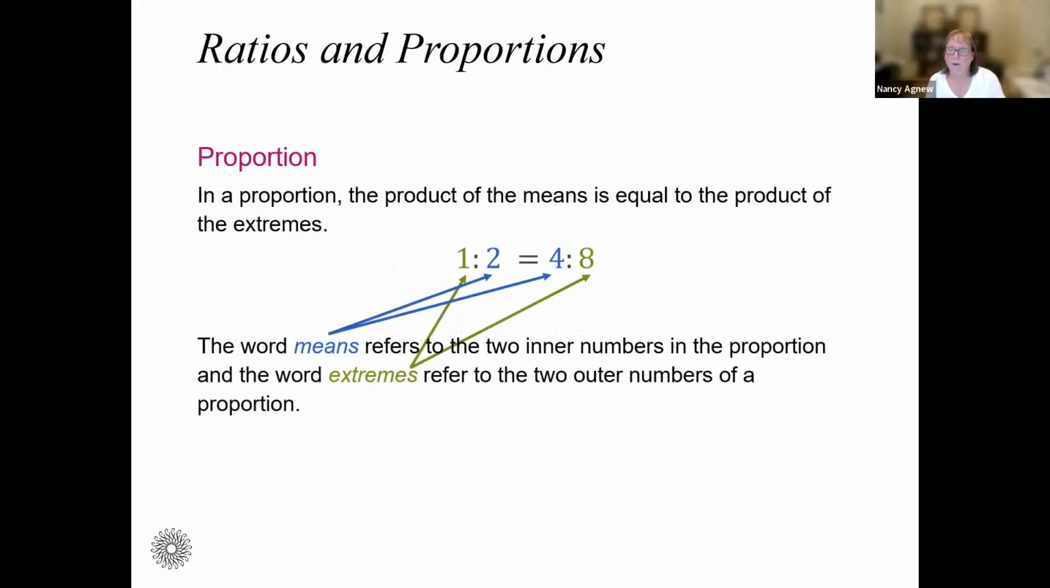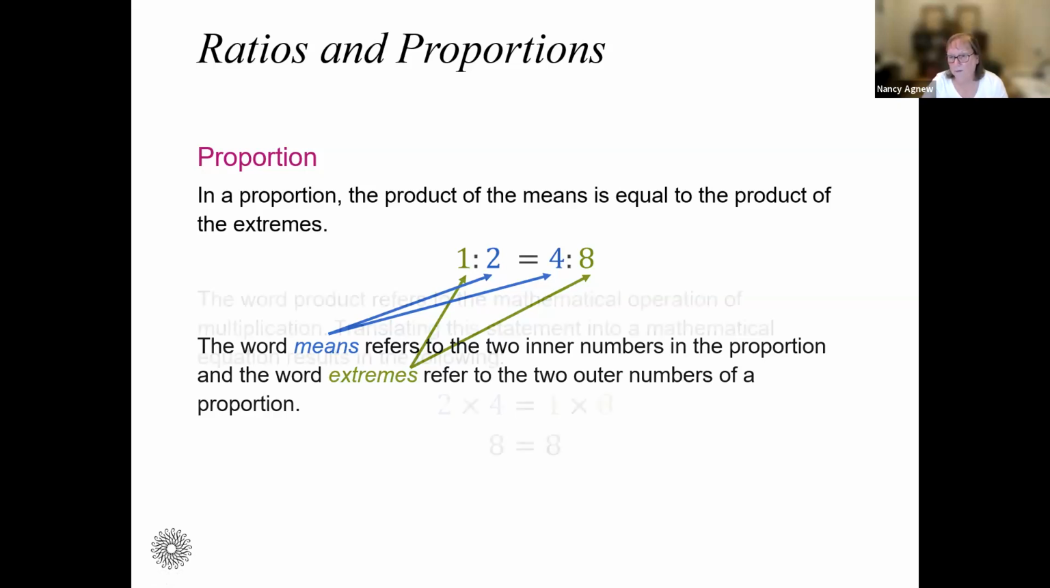So in a proportion, the product of the means is equal to the product of the extremes. And you can see on this slide, I wrote them with the colons rather than writing them as fractions. So the means refers to the two inner numbers that I've got highlighted in blue font. And the extremes refers to the outer two numbers of a proportion. So the product of the means is equal to the product of the extremes. And you need to interpret the word product as meaning that we multiply those numbers.